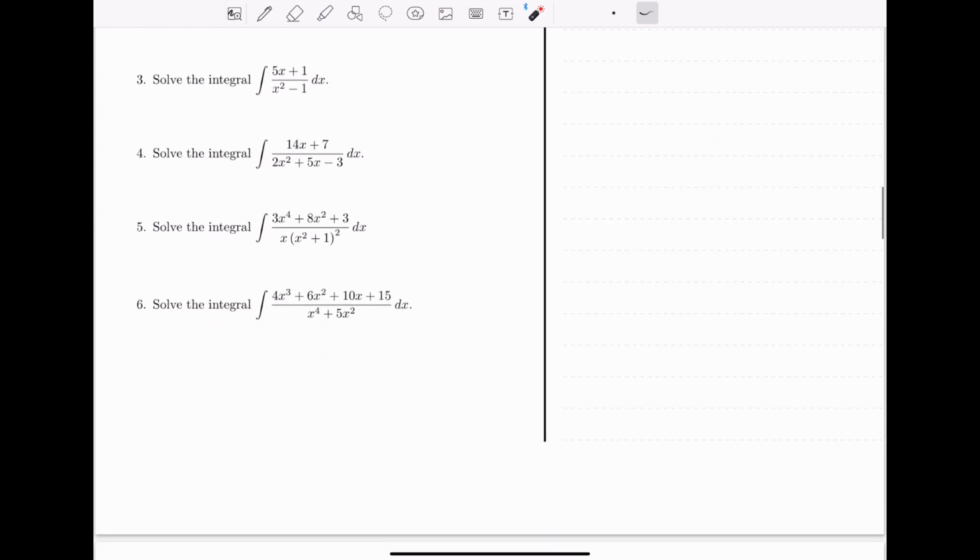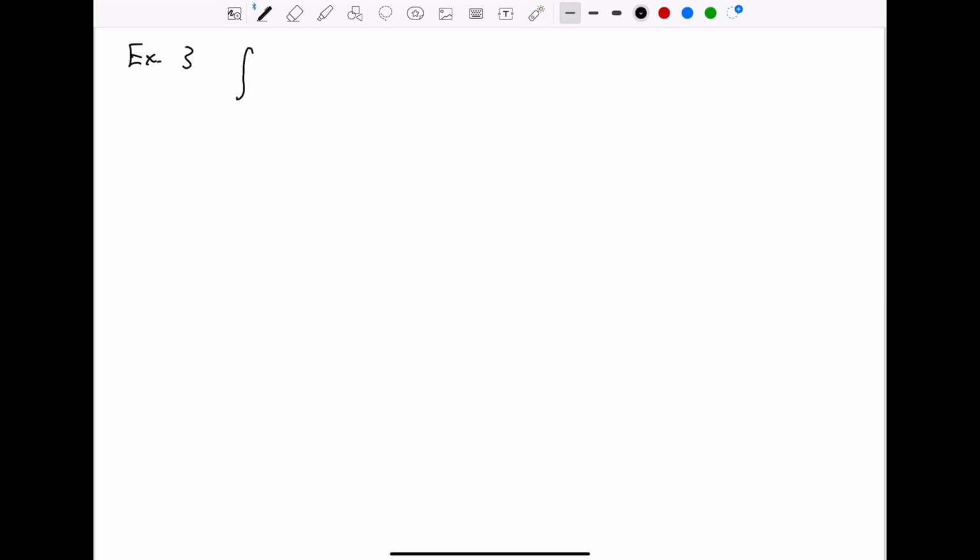We want to solve the integral of 5x plus 1 divided by x squared minus 1. We first double check that the degree of the denominator is greater than the degree of the numerator. It is, so we do not have to do long division. And the next step is to factor the denominator. So I'm just going to take out the rational function and factor the denominator. x squared minus 1 is the difference of two perfect squares. So this factors as x minus 1 times x plus 1.